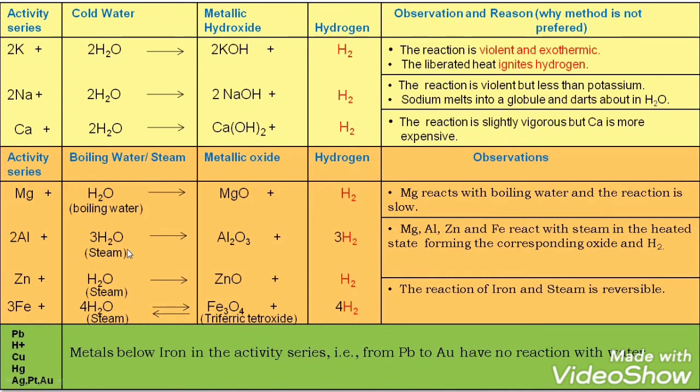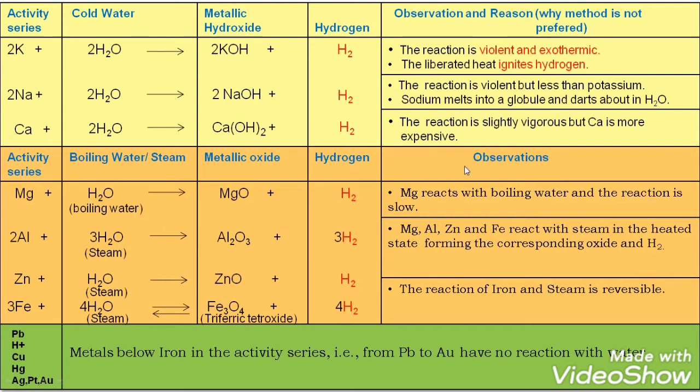Aluminium reacts with steam, or you can say steam is passed through aluminium to form aluminium oxide, liberating hydrogen. Steam is passed through zinc to form zinc oxide, liberating hydrogen. Steam is passed through iron forming triferric tetroxide or ferroferric oxide, liberating hydrogen. We also call this the magnetic oxide of iron. Here you notice this reaction is a reversible reaction. When I say reversible, that means the magnetic oxide of iron, Fe3O4, and hydrogen combine to form iron and steam. That is why it is known as reversible.